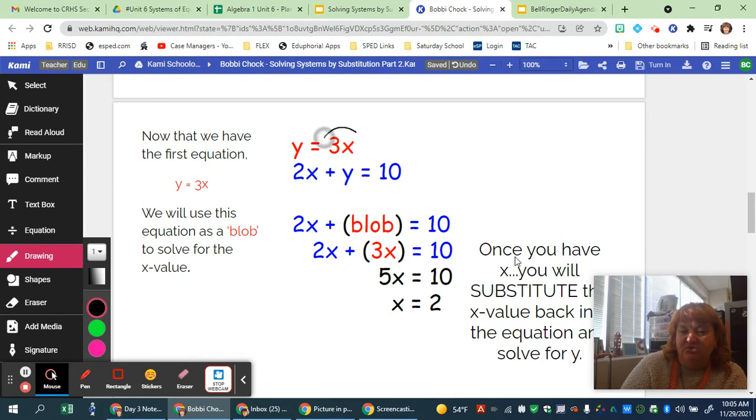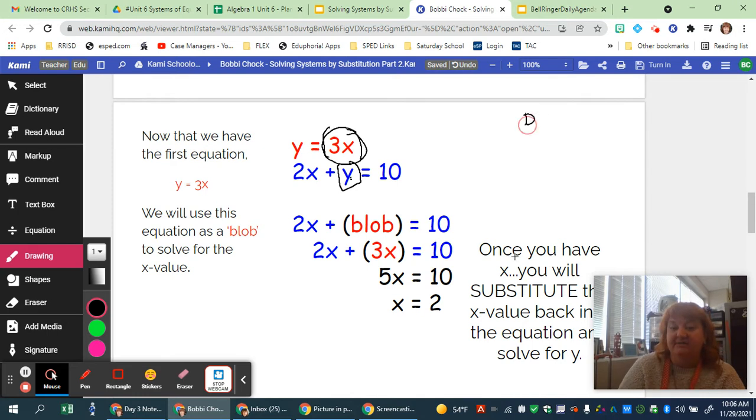Now what you do is you take that 3x. See this y equals 3x? We're going to substitute it in right here. We're going to take this, put it in parentheses, that's why I call it the blob, and put it where that y is, because this is y. So now we end up with 2x plus 3x equals 10.